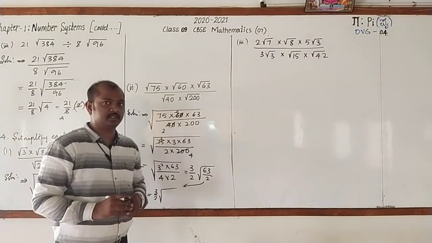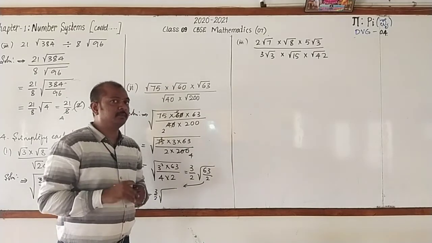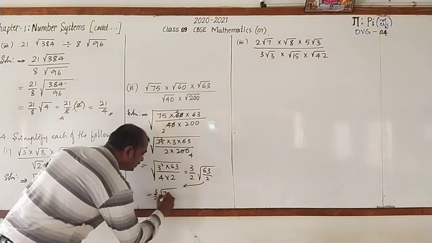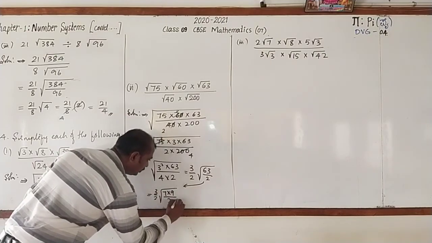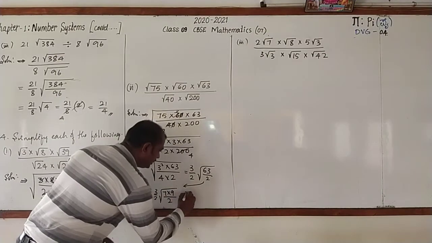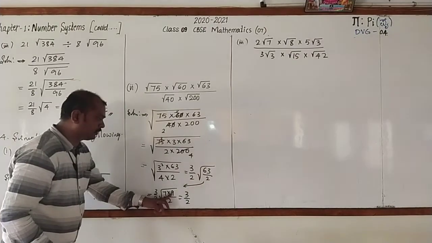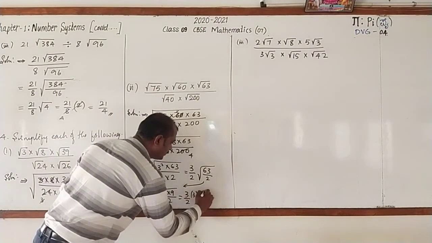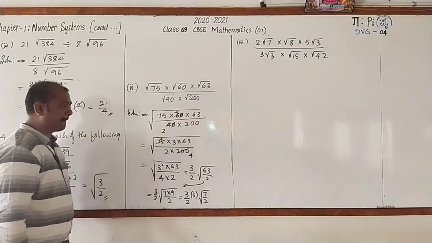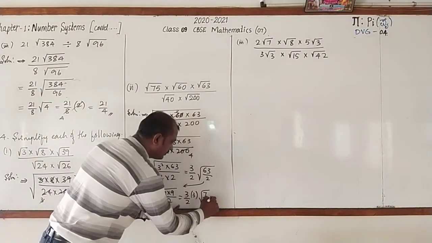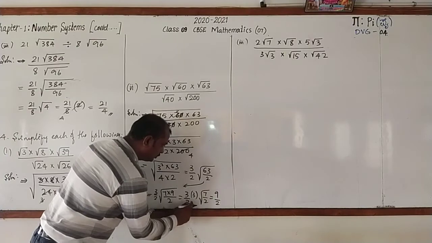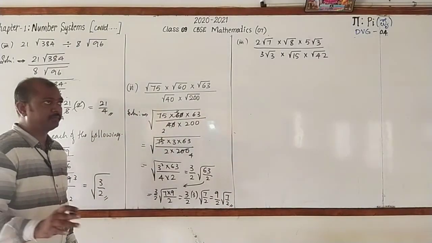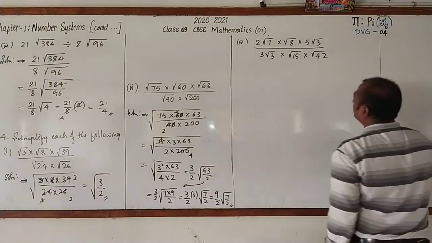It is equal to 3 by 2 into square root of 63. 63 is a multiple of 9 and 7, 7 9s are 63. So here I write 7 9s by 2. It is equal to 3 by 2. What is square root of 9? It is 3. Then square root of 7 by 2. Now 3 3s are 9 by 2 into square root of 7 by 2. Clear? Yes. One more problem.